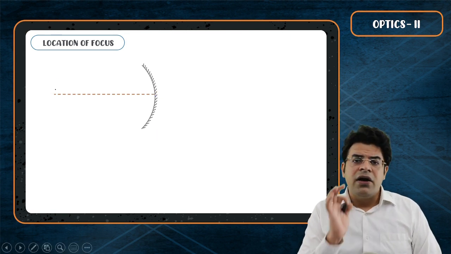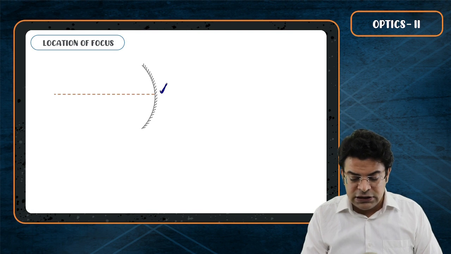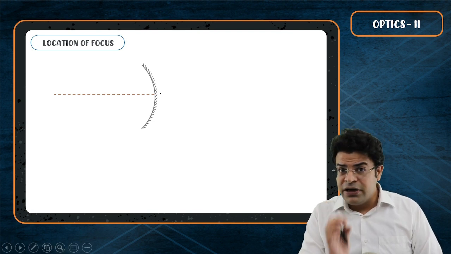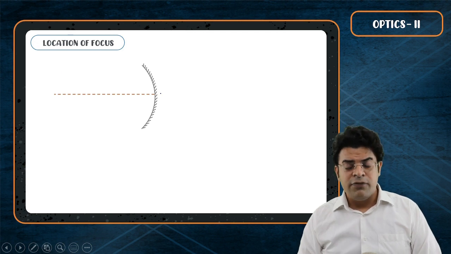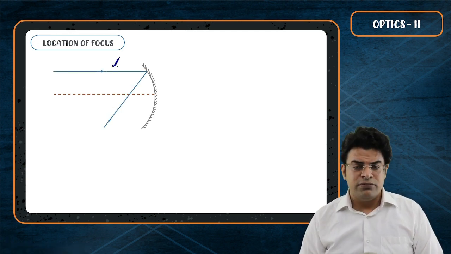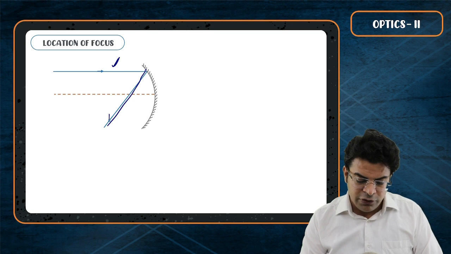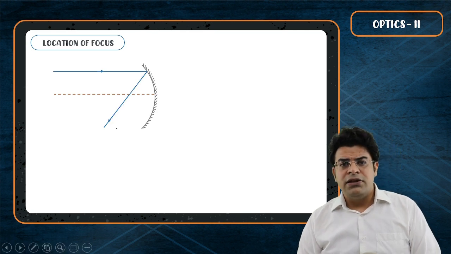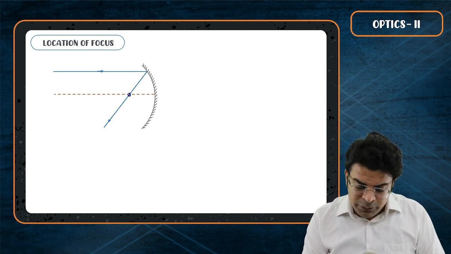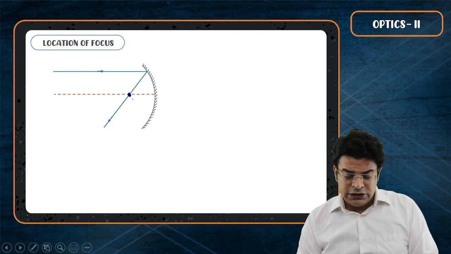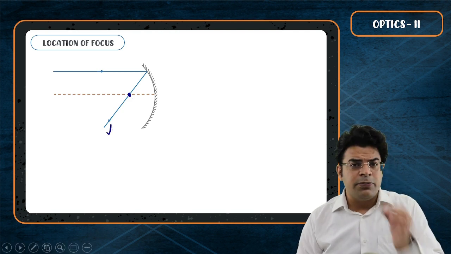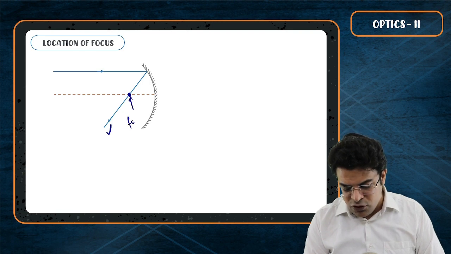Let's say a ray of light hits this spherical surface, and this ray of light is parallel to the principal axis. Then we know that once the ray of light hits, after reflection, it will go somewhere here. And this ray of light cuts the principal axis at a point. The point at which the reflected ray cuts the principal axis is called the focus.